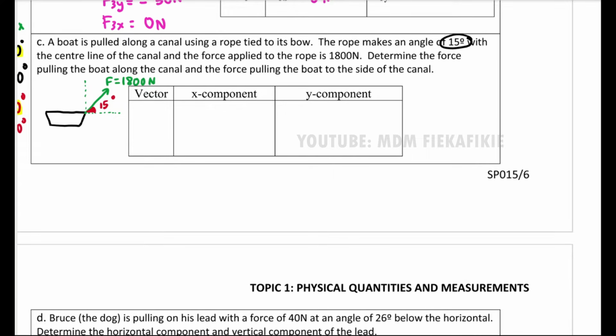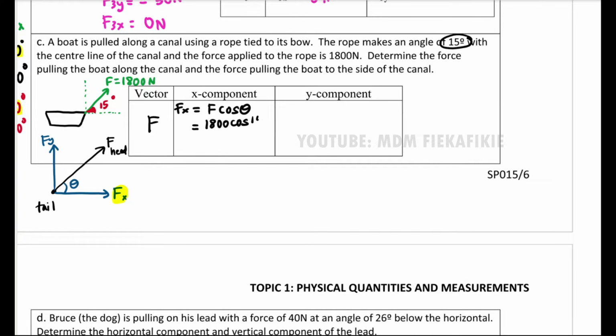So when we want to resolve into x and y components, we will have F. So this is the tail of the arrow and this is the head of the arrow. Okay, so you start from the tail to the head to the right, that means Fx. This is Fy. So the angle is here. Who is close to the angle? It is cos. So Fx is close to the angle, right? So we write the force as F. Fx is cos. So when we substitute the value, 1800 cos 15 degree.